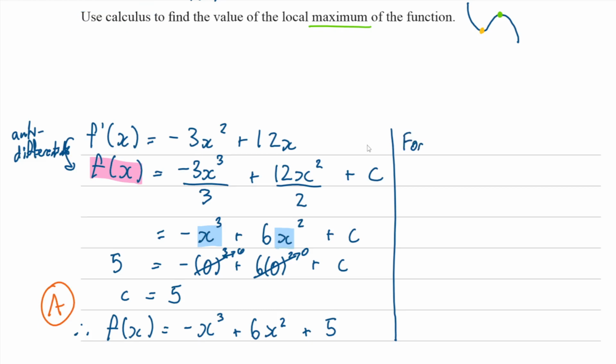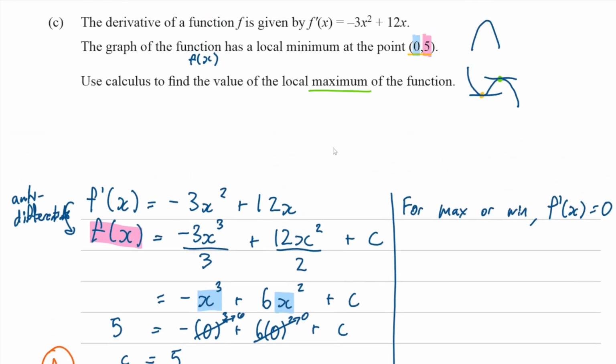So for max or min, the gradient must equal 0. The turning points, if you drew a tangent to them, would be a flat line because the gradient is 0. So let's set our gradient function to 0: minus 3x squared plus 12x equals 0. This is a quadratic equation, so we can solve for x if there are solutions, which we know there are because the question gave us that there's a minimum.